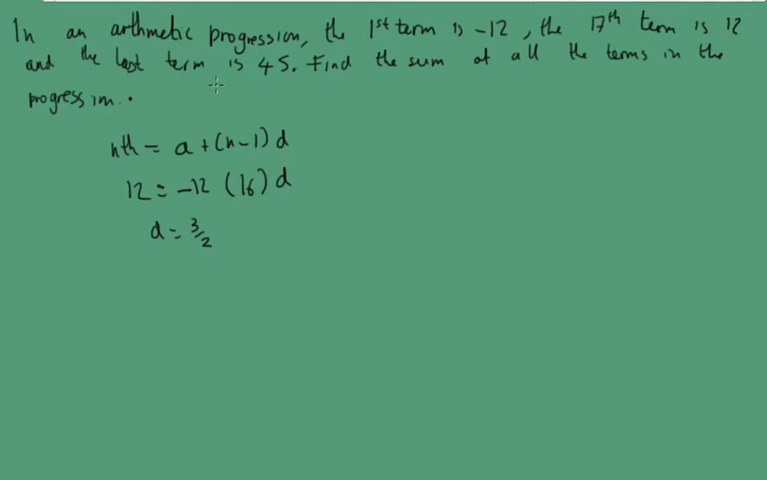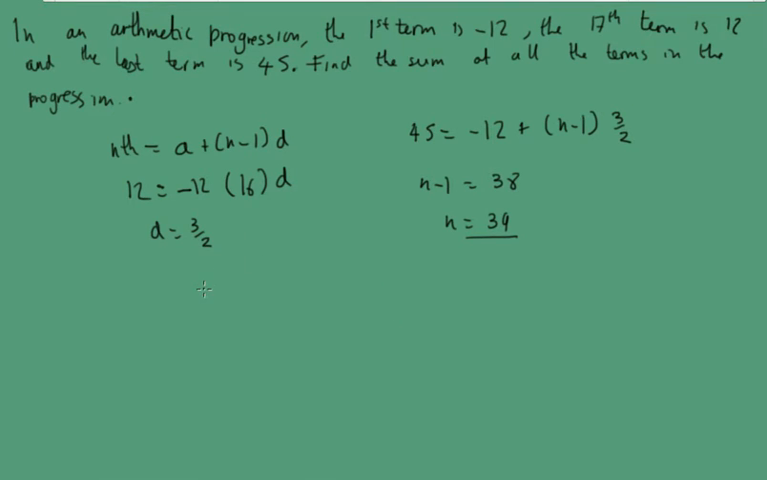Now the last term is 45. So we need to find out how many terms are in the whole sequence. We need to find out what n is. So we know that 45 is equal to minus 12, that's the first term, plus n minus 1 times d, and d is 3 over 2. So we're going to solve this, so n minus 1 must equal 38, so n must be 39. So there's 39 terms in our sequence.